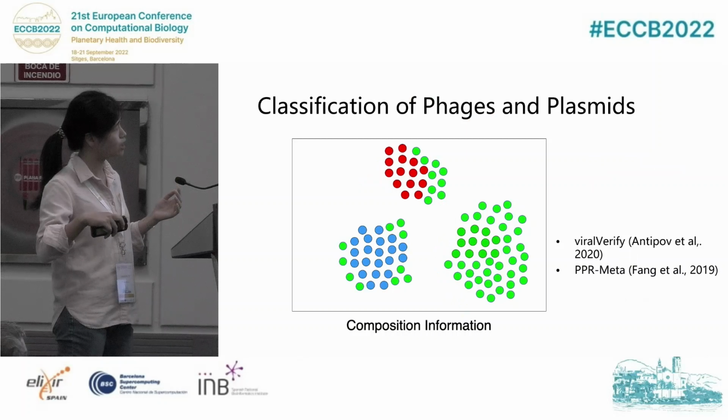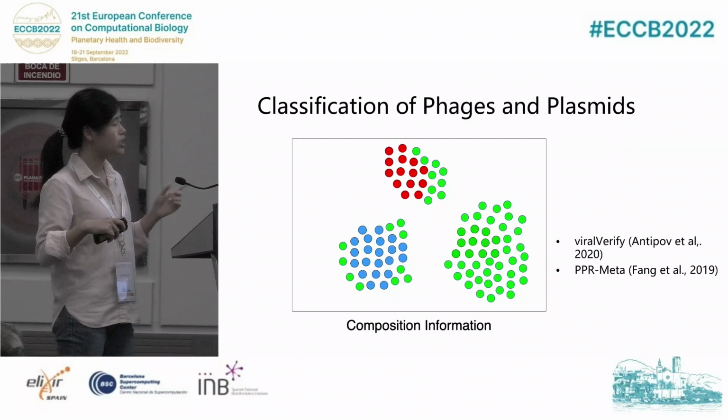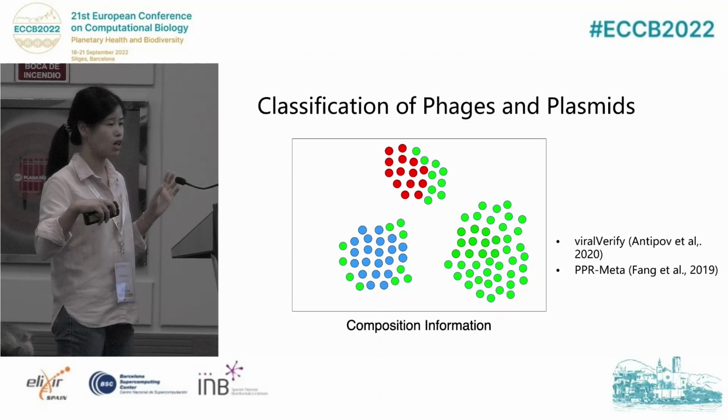And recently, two three-way classifiers, viralVerify and PPR-Meta, were proposed. They can classify both phage and plasmid from the metagenome assembly. However, when we tested viralVerify and PPR-Meta on simulated data, we found that both tools can distinguish phage well from plasmid, but in the phage classification and the plasmid classification, there are a lot of false positives that come from chromosome. And the reason behind it is that in the metagenome assembly, the data set is imbalanced.